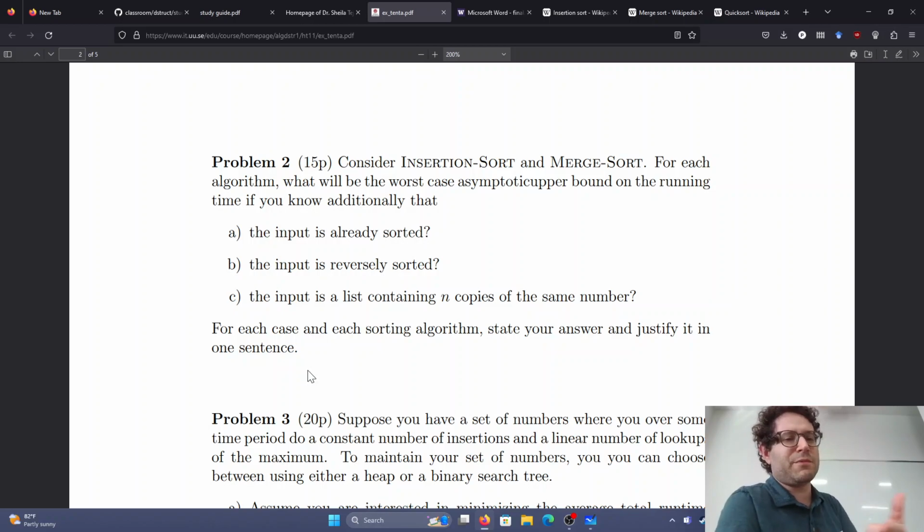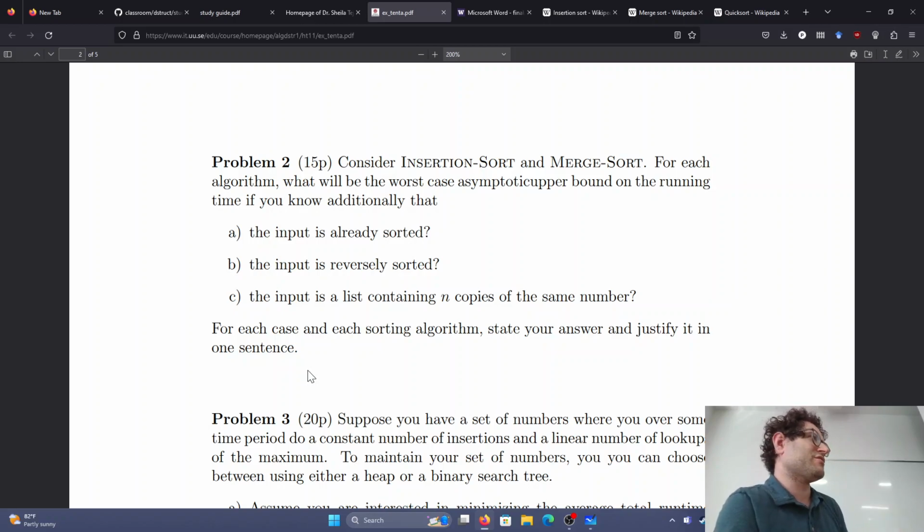So if the input is already sorted, insertion sort just checks everything, sees there's nothing to move down, and it ends, so it takes O of n time. It's best case scenario, actually, for insertion sort, that everything is given to it sorted.